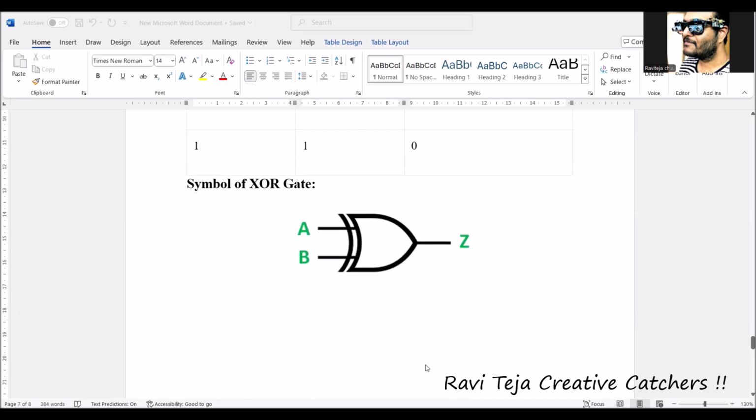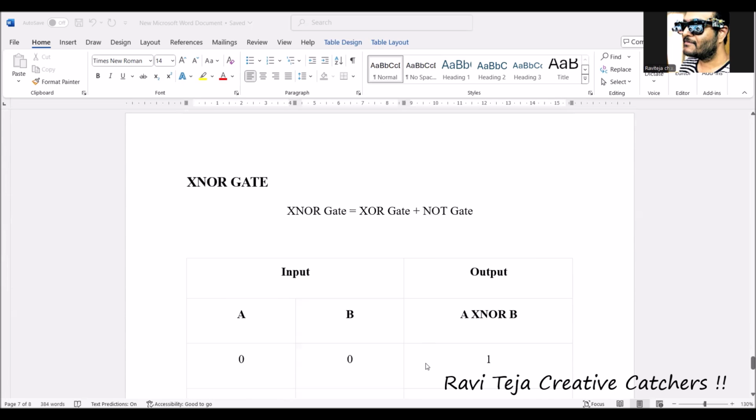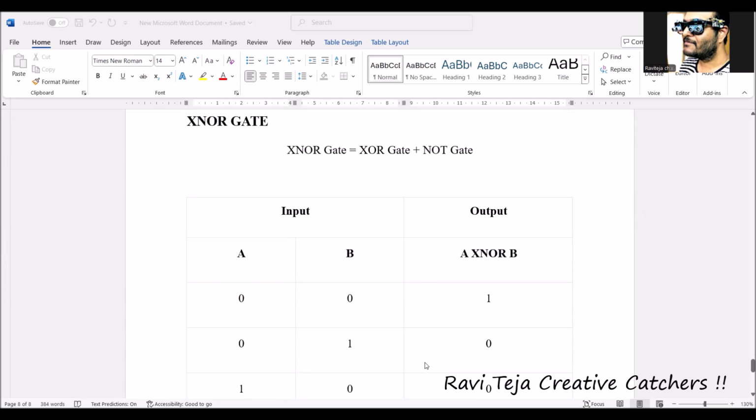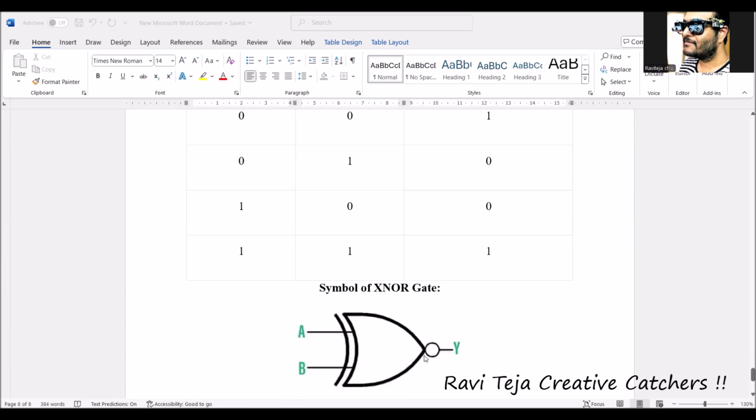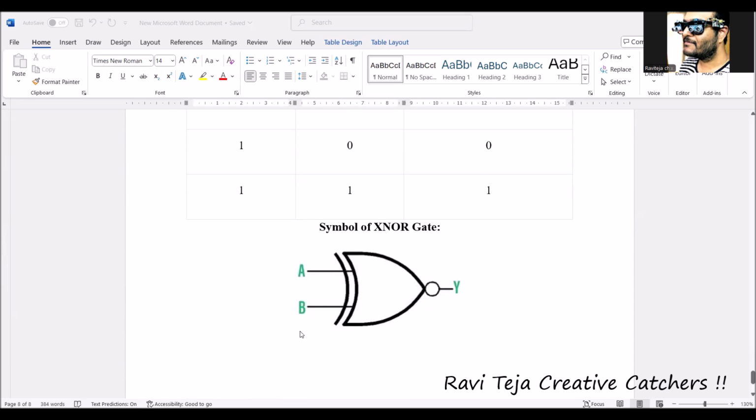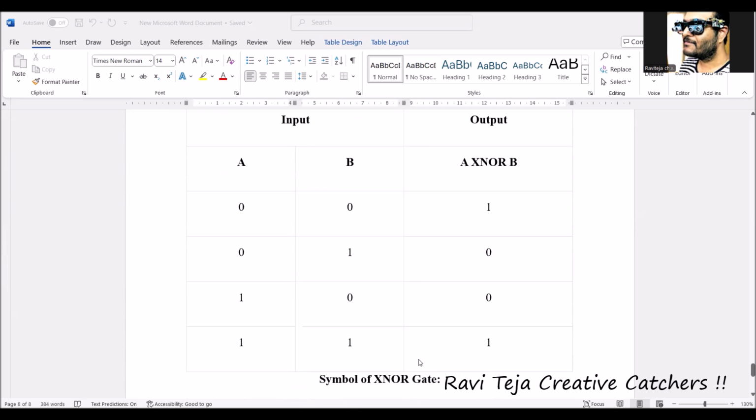Coming to the last truth table, it is the XNOR gate. The XNOR gate is a combination of XOR gate plus NOT gate, so it will be the reverse of XOR. This is the XNOR gate, where you have two inputs and one output, and this is how the symbol looks. Coming to the truth table, for the combination 0 and 0, the output will be 1. For 0 and 1, the output will be 0. For 1 and 0, the output will be 0. And for the inputs 1 and 1, the output will be 1. Okay, this is how the XNOR gate truth table looks.